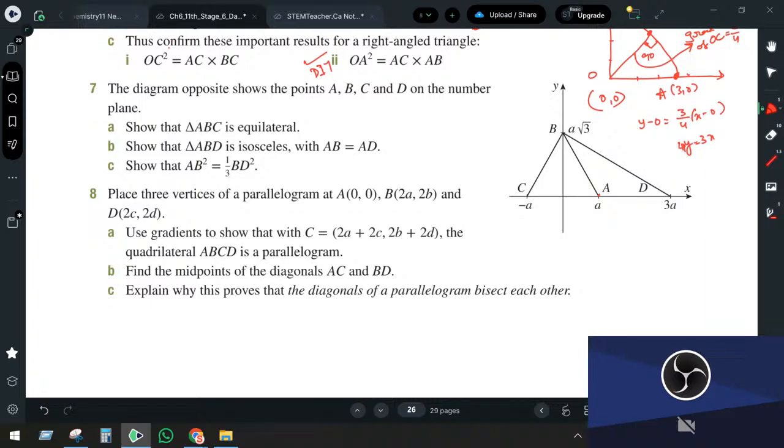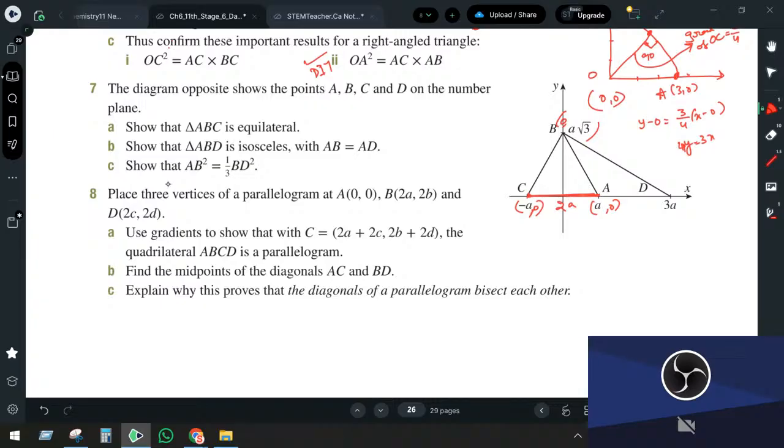Okay. What is this distance? 2A. Very good. It's 2A. He gave a point. It is A. This point is A, 0. This point is 0, A root 3. This point is minus A, 0.